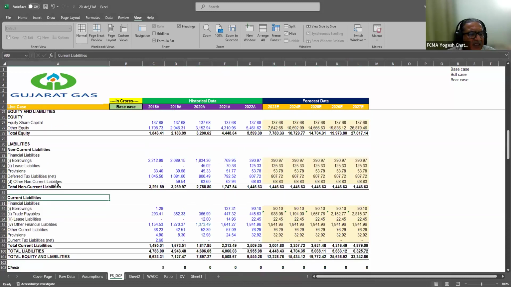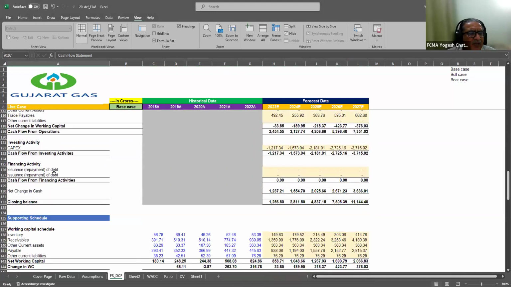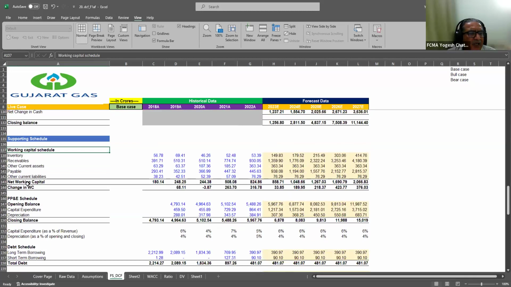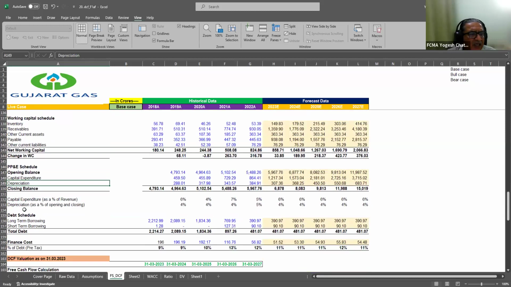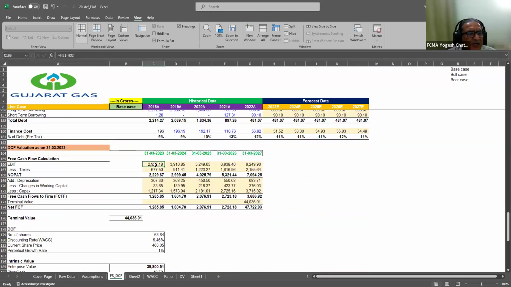That is a cash flow statement, and we have the supporting schedules: the working capital schedule, change in working capital, the property, plant and equipment schedule, depreciation estimation, then capital expenditure, depreciation as a percentage of opening and closing balance, the debt schedule, long-term borrowing, short-term borrowing, finance cost, and the DCF valuation.